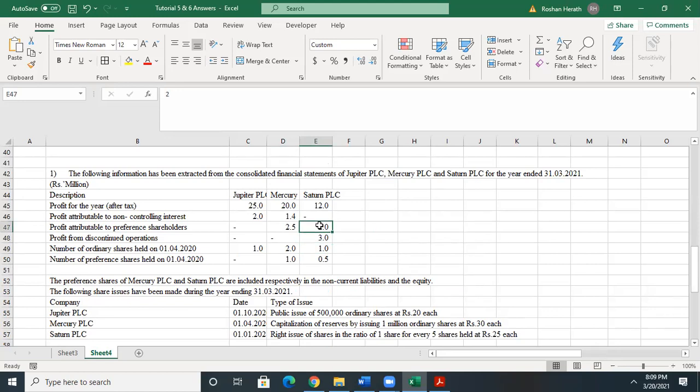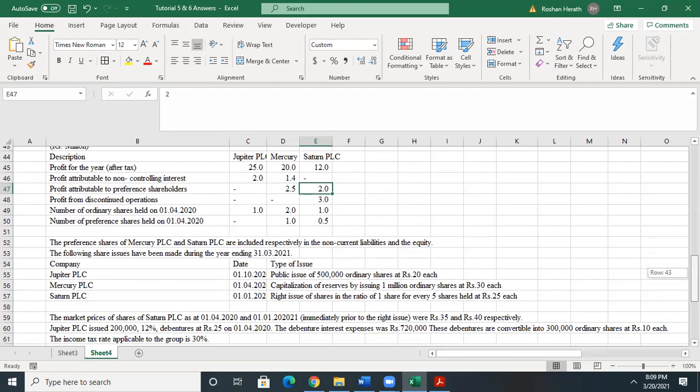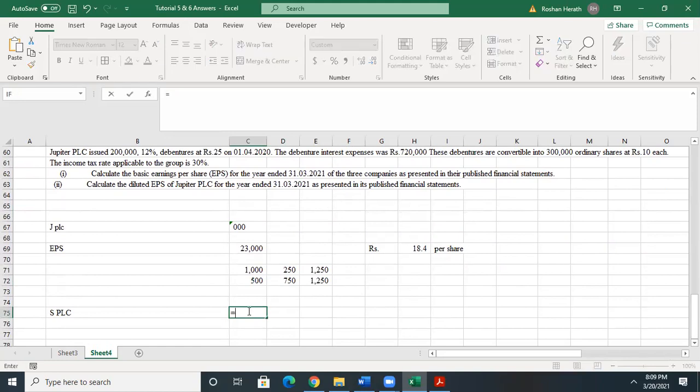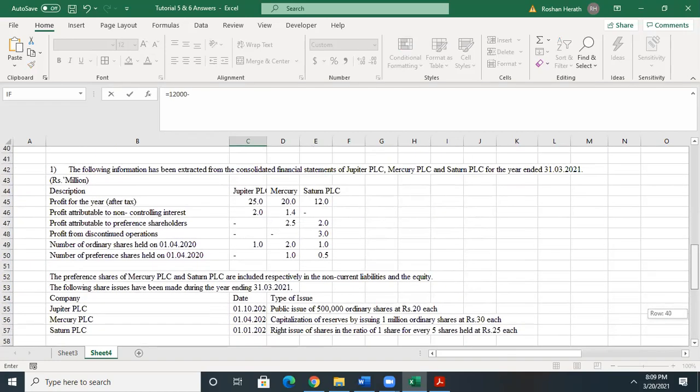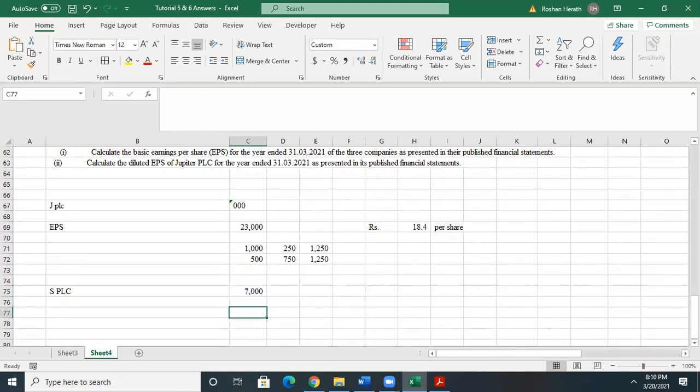So what about the preference shareholders? It's considered as equity. Saturn PLC has equity preference shares, so we need to deduct both. It's 12, minus 2, minus 3. We are not going to consider the discontinued operations as well. The profit attributable to ordinary shareholders was 12 million, taking off 2 million preference shareholders' dividend and 3 million discontinued operation. So there we take 7 million, that is the profit. Then you need to take the ordinary shares outstanding.